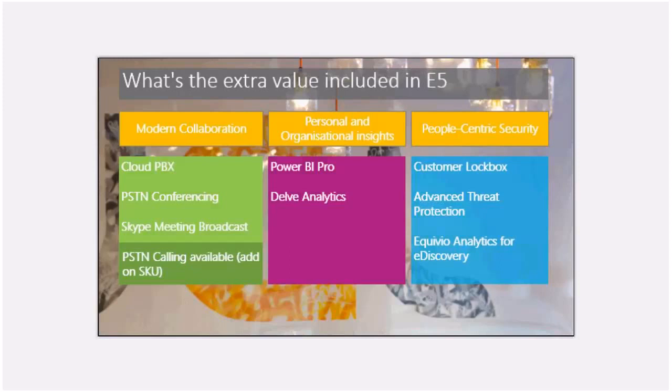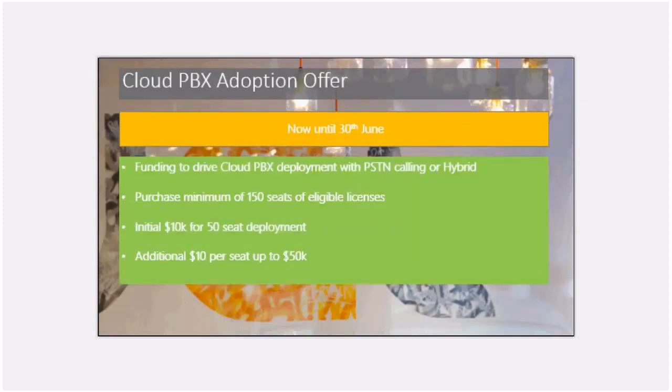Sure. So just skipping on to the next slide, there's a couple of offers on from Microsoft at the minute I just wanted to highlight. One is specifically around the CloudPBX adoption offer. This is relevant if you want to deploy CloudPBX with PSTN calling or with hybrid, depending on the timing of this. It requires you to purchase a minimum number of seats, 150 in this case, and they will give you an initial 10K investment for a 50-seat deployment, which you could then use with a partner such as Visual, and then they give you an additional $10 per seat, up to a total of 50K for that piece. So if you include the initial investment, you could potentially get $60K. Apologies for using dollars. This is the American Microsoft rules of this particular offer.